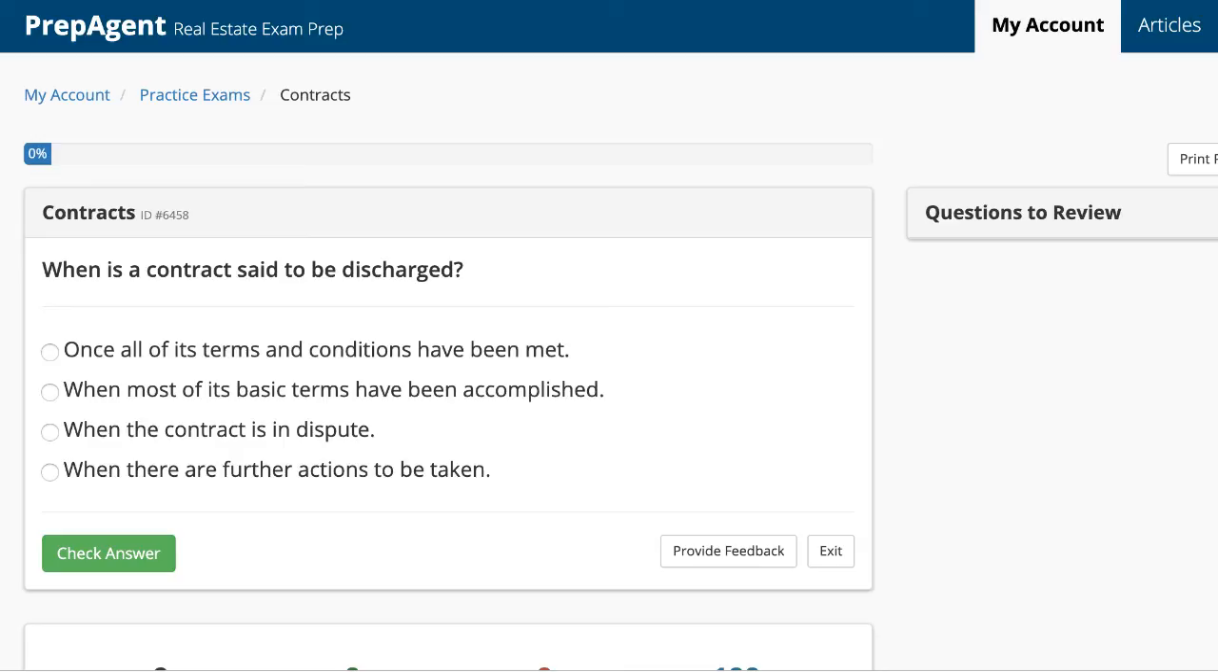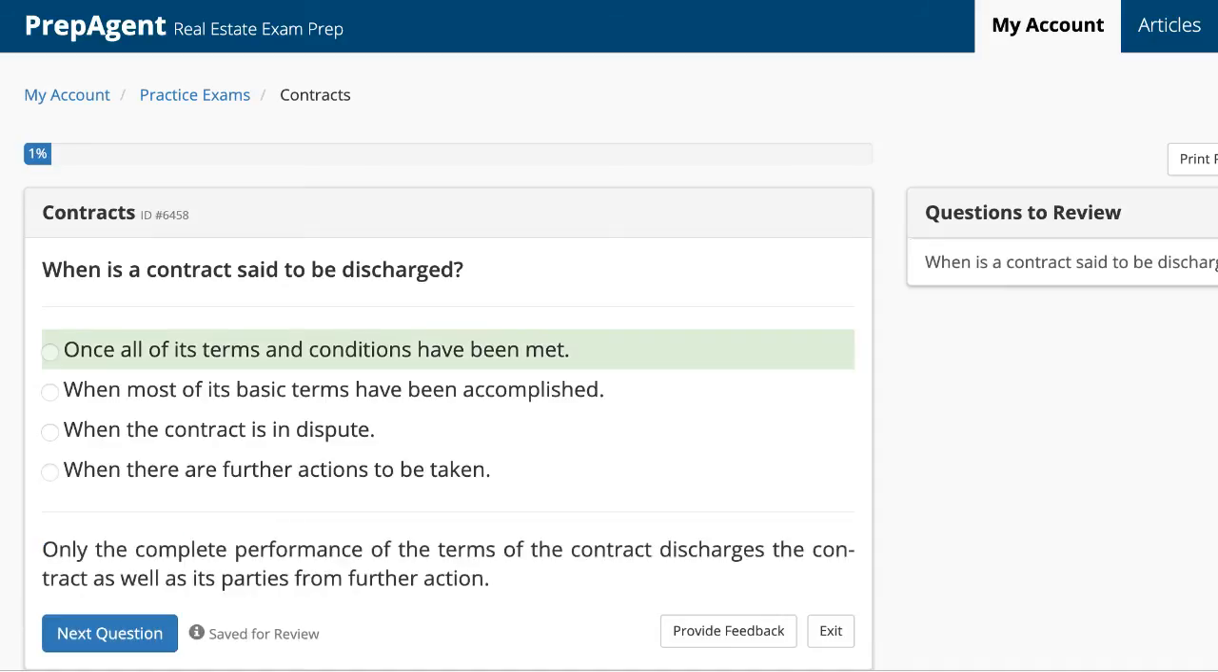Okay, anyway, when is a contract said to be discharged? A, once all of its terms and conditions have been met. B, when most of its basic terms have been accomplished. C, when the contract is in dispute. Or D, when there are further actions to be taken. And the answer is A, once all of its terms and conditions have been met.